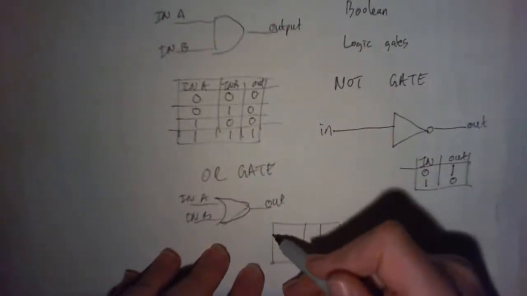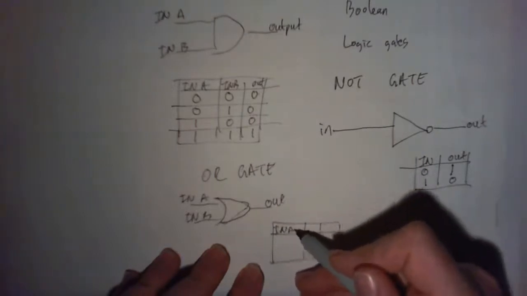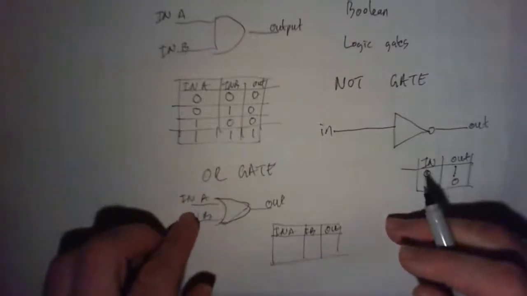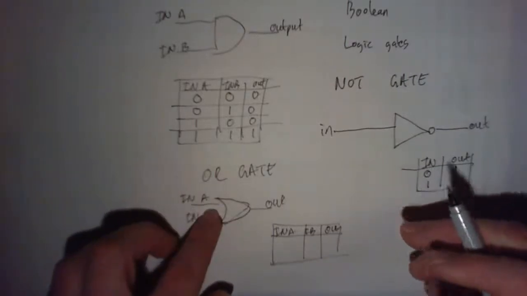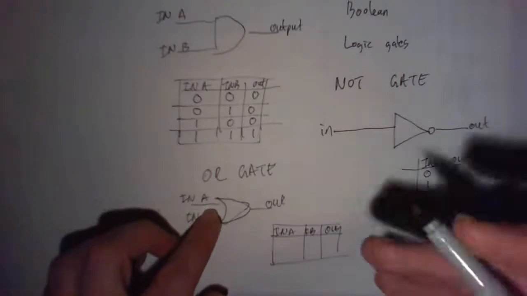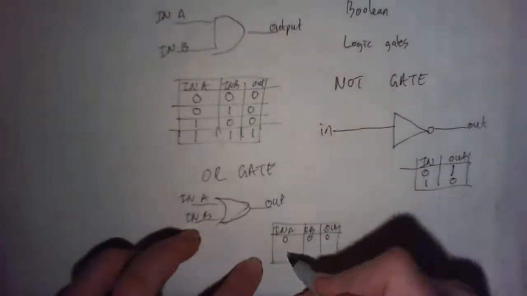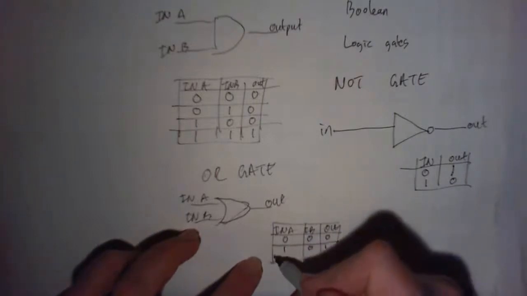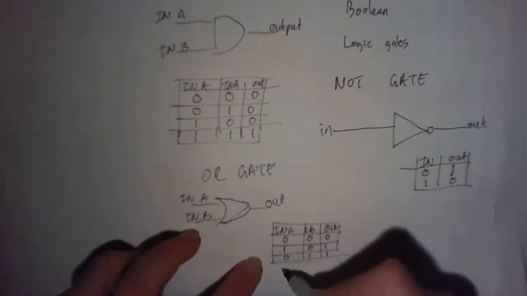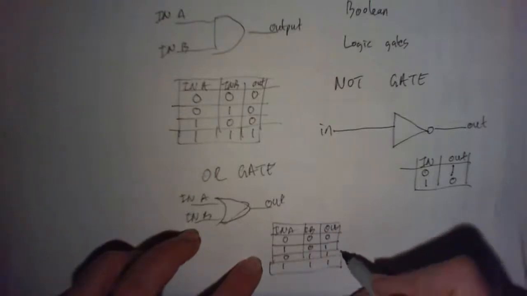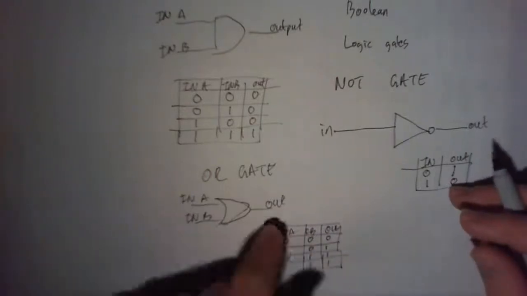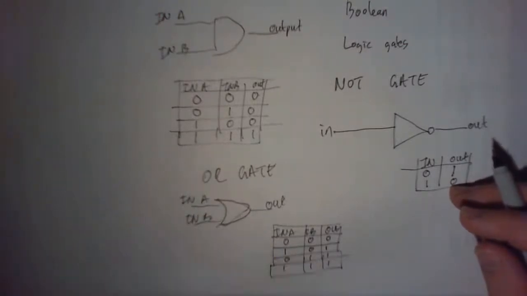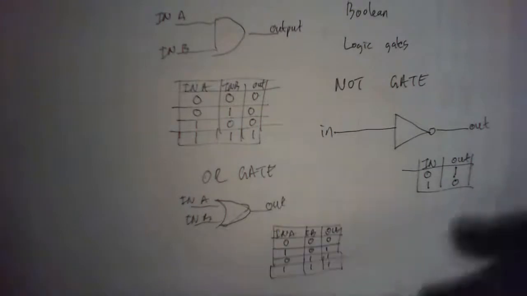Okay, so we've got A in, B in, and out. But this time it's one or the other, so we don't need one to control the other. If both are 0, in other words, if both are false, it's false. If one is true and the other is false, it's true. If both are true, it's true. So there's only one case where it'll generate a false, and that's if both A and B are false. Okay, that's quite an interesting one.